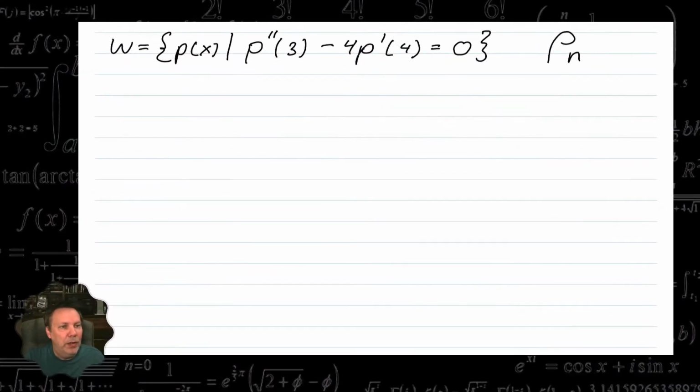In this video, I want to talk about why this subset actually forms a subspace inside of Pn. Well, to show something is a subspace, I've got to show two things. One, it's not empty, and two, that linear combinations are also an element of W. So let's start off with non-empty here.